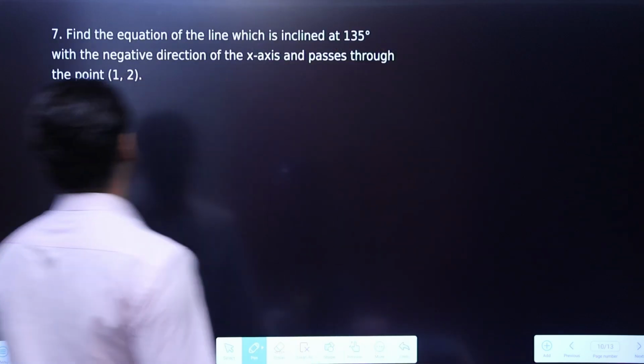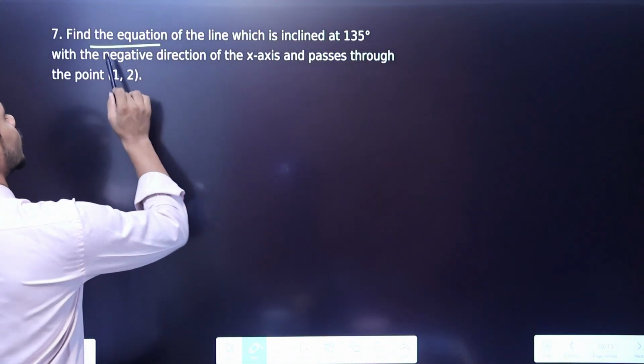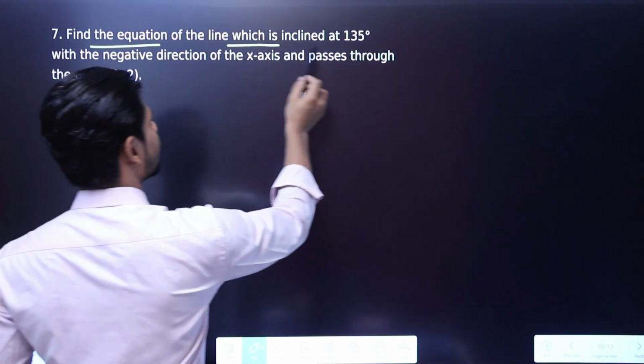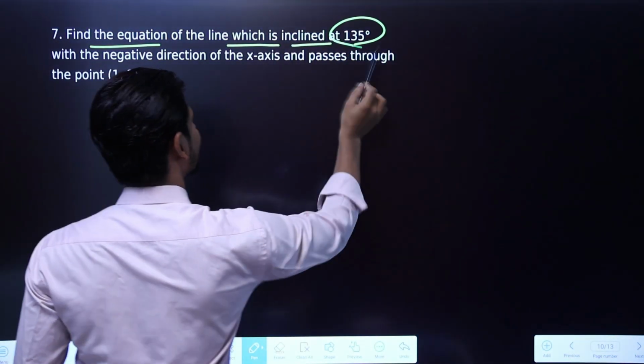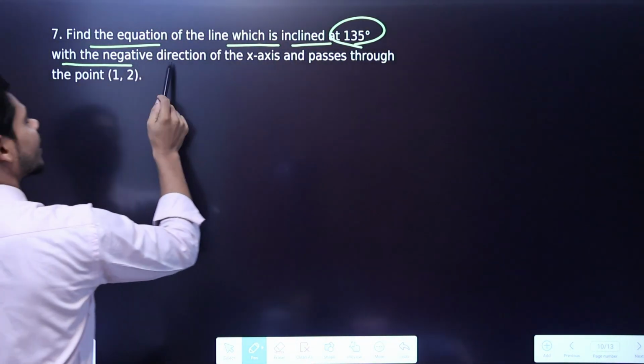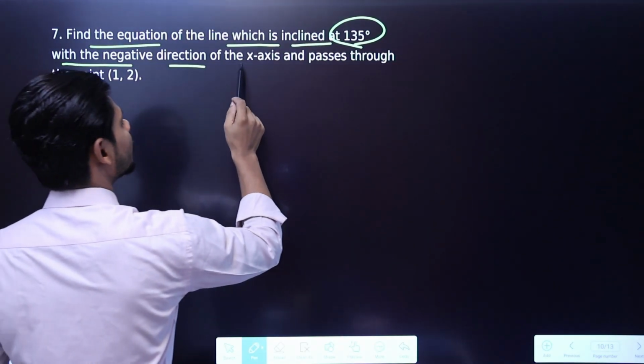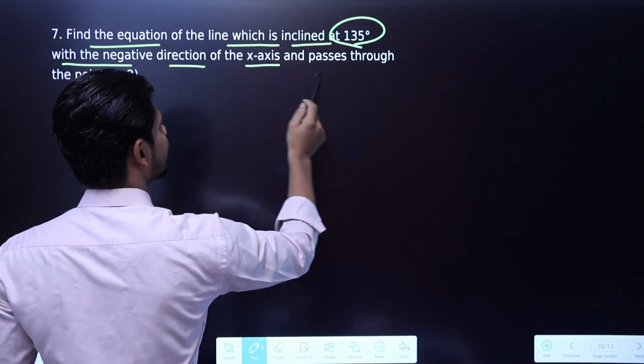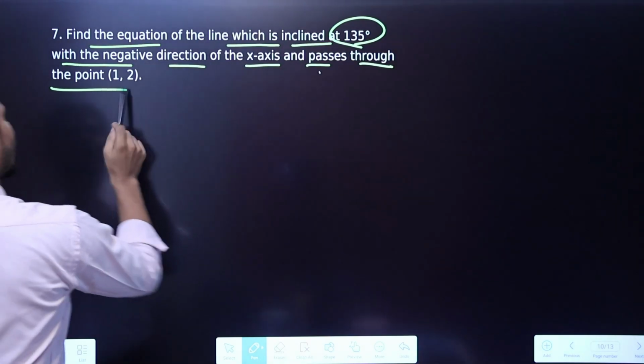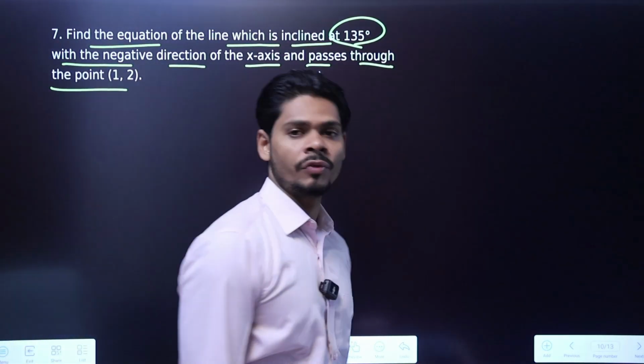Next, find the equation of the line which is inclined at 135 degrees with the negative direction of x-axis and passes through the point (1, 2). Very important.